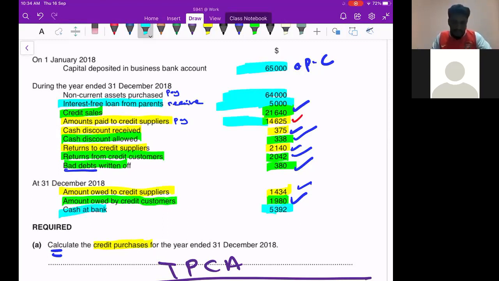Do you think anything else will go to the bank account? Okay, 1, 2, 3, 4, 5. Apart from these 5, there's one more thing that will go to the bank. Can anybody tell me what that is? There's a cash flow, there's money in or money out. Can anybody tell me?